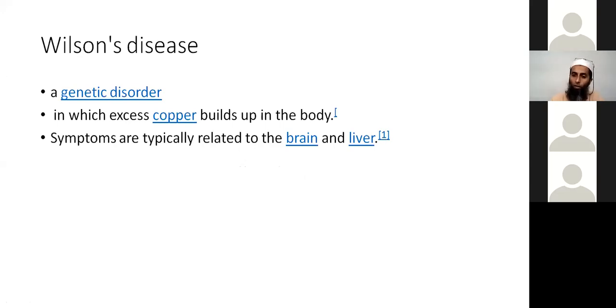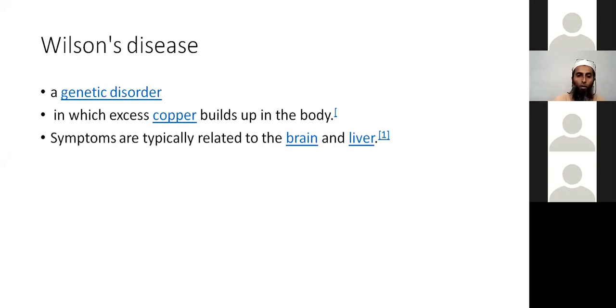So we all have copper in our body. We all extract it from different foods, and it is a requirement in our body. But over time, if something goes wrong, it does not get excreted in the bile and starts accumulating in the body. And when it accumulates, it causes problems. The main organs affected are the brain and the liver.